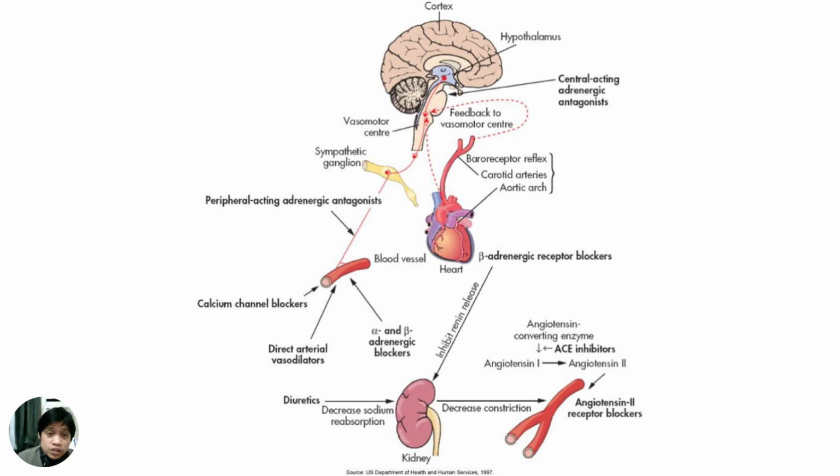Okay, so just take a quick minute to take a look. You have here the location of central acting adrenergic antagonists, alpha 2 blockers, and some beta blockers. You have peripheral acting adrenergic antagonists, alpha 1 blockers, and beta blockers. Okay. You have calcium channel blockers, the direct acting arterial vasodilators such as hydralazine and minoxidil, which I chose not to discuss. Alpha and beta adrenergic blockers, ACE inhibitors and inhibitors of the RAAS, ARBs, okay, and renin inhibitors and diuretics. Okay, so I hope you learned a lot.